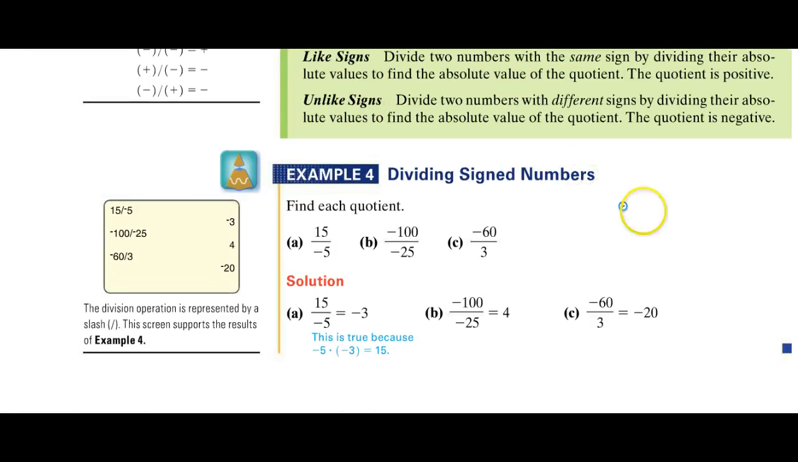So when doing division of signed numbers, again, a useful tool: what will be your end sign? Here they're unlike signs, so it's going to be negative. Like signs, the result will be positive. Unlike signs, negative. So 5 into 15 is 3. 25 into 100 is 4. 3 into 60 is 20. And the solution is below.